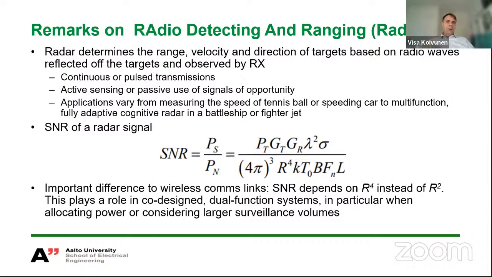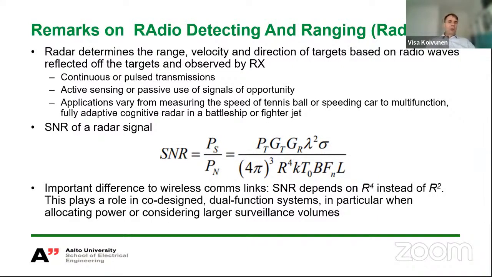So a few remarks about radars. Of course the word radar comes from radio detection and ranging. So you want to detect targets and also estimate the distance from the radar to the target. A typical radar would determine the range, i.e. the distance, and velocity of the target, and that velocity would be the radial velocity towards or away from the radar, and also the direction of the target, in which azimuth or elevation angle the target is. This is of course based on the radio waves that you have transmitted, which are then reflected off the targets and observed by the radar receiver.